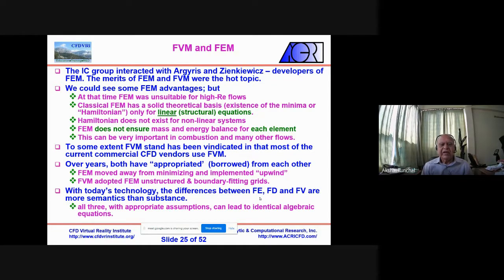Because a Hamiltonian does not exist for nonlinear equations, and structural problems are linear, or at least elastic structure problems are linear, and the fluid equations are nonlinear. Also, the plastic structural equations are nonlinear. So we had to find something different than a Hamiltonian to minimize the energy, because there are multiple minima and you must select one which suits you. So there were some problems with that.